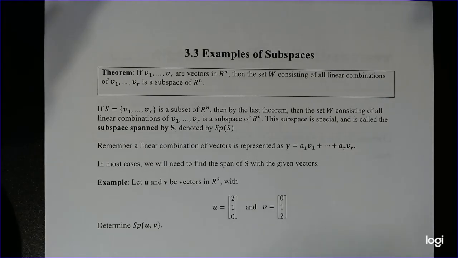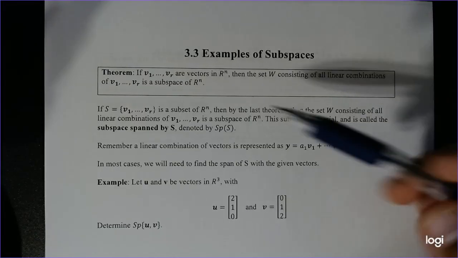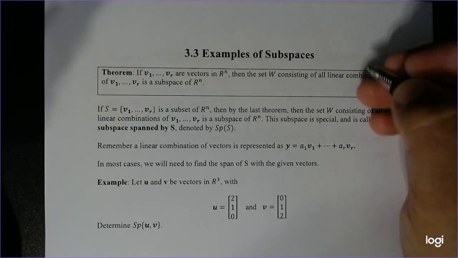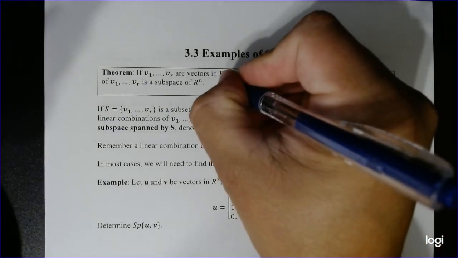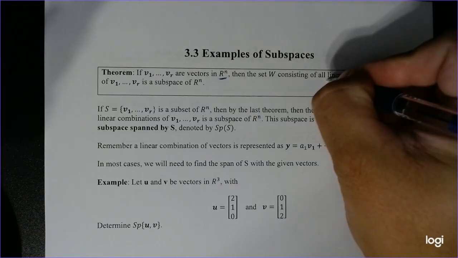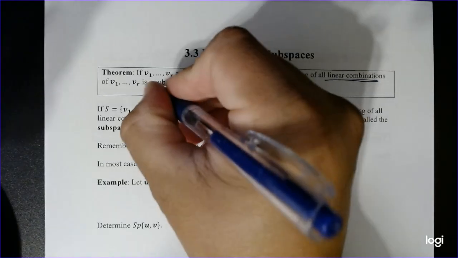All right, so this section is examples of subspaces. All of this is basically what are different types of subspaces we can automatically define, and if we could find it, it's automatically a subspace of Rn. Okay, so the first one is linear independency. Given vectors v1 through vr in Rn, a set W consisting of all linear combinations of v1 to vr is a subspace of Rn.